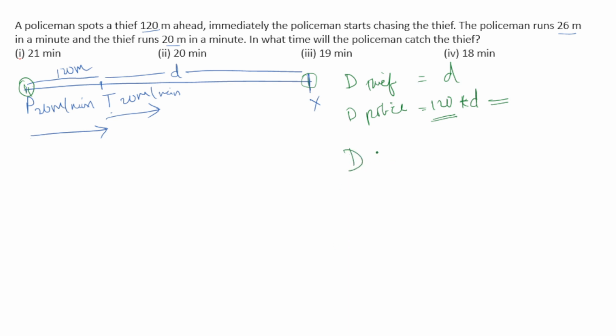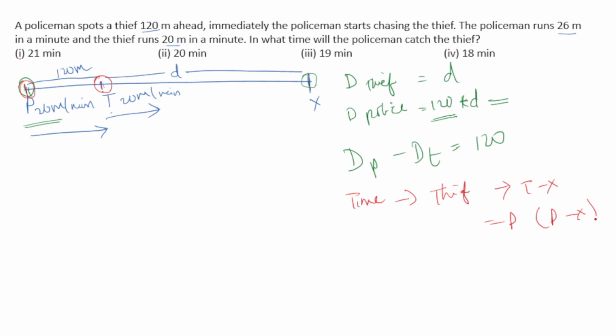So if we subtract the distance traveled by the policeman and the distance traveled by the thief, we will get 120, right? And what is the time taken? The time taken by the thief to travel from point T to X is equal to the time taken by the policeman to travel from point P to X. So we will assume the time taken is equal to T.